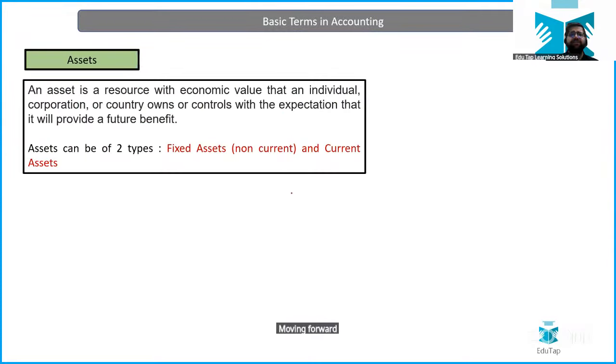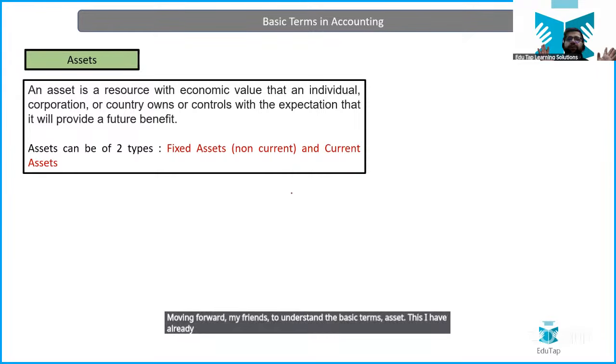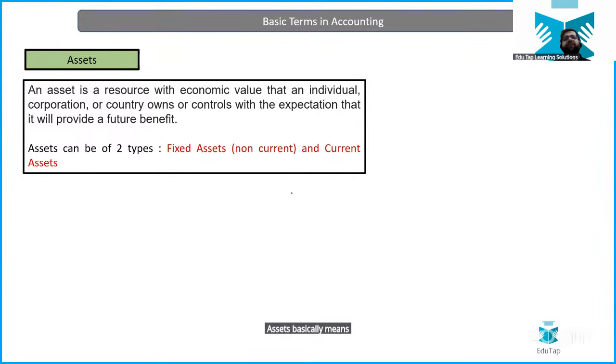Moving forward, my friends, to understand the basic terms. Asset. This I have already explained to you. Assets basically means what? My property. Simple. So now let's try to read the technical definition. An asset is a resource. An asset is a resource with economic value.